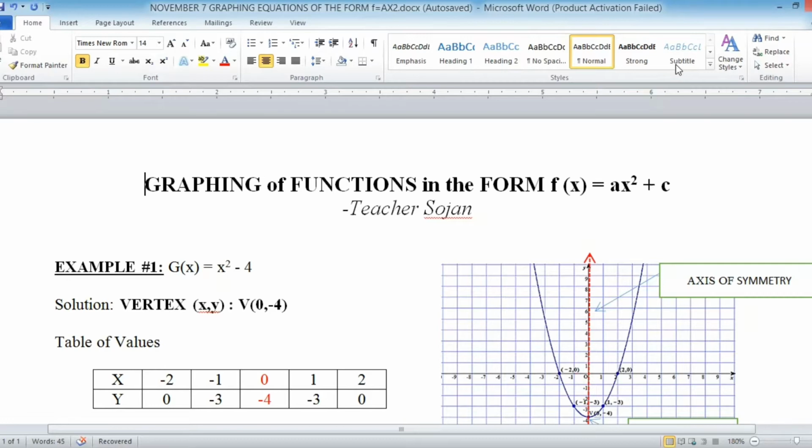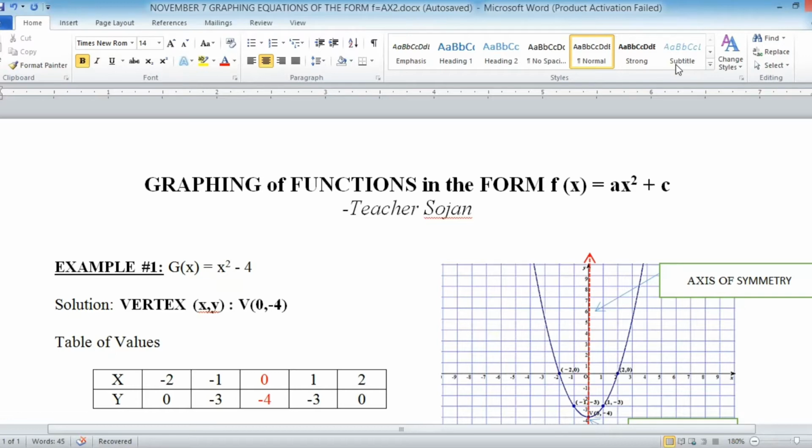So the first step to be done is identify the vertex of the function. So the vertex now is (0, negative 4). And this vertex is the intersection of the two curves. The purpose of identifying the vertex of a certain function is in order for us to determine the set of values on the right side and on the left side that we will assign.